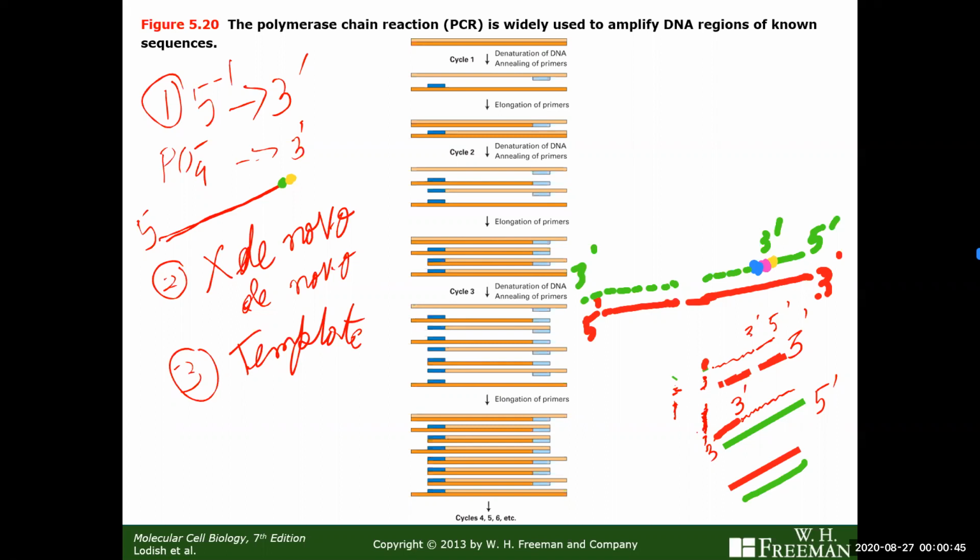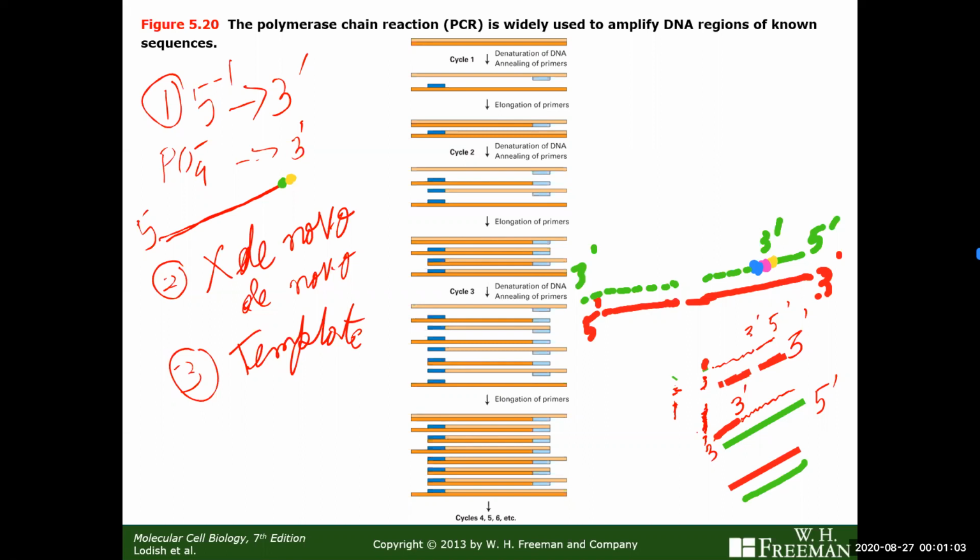What you have to do is then you have to denature all of it. In the process, the Klenow enzyme will get inactivated, and then you add a fresh round of primers and enzyme, and then you get the next round of elongation. So that was very, very time consuming.